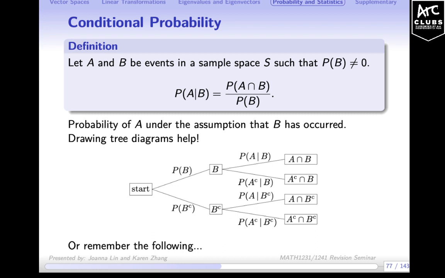And in a lot of questions, they generally just ask you to find the conditional probability, more so than the outcome. So don't worry too much about the outcomes at the end, the A intersection B, A complement intersection B, and so on. Right? So you should usually just find the probability. Okay.